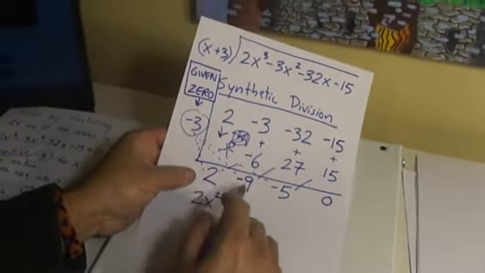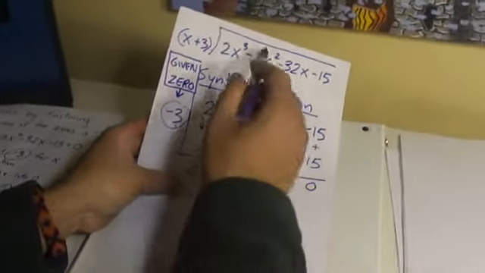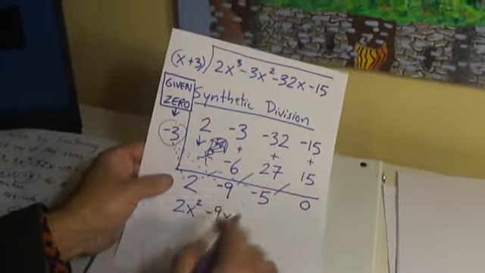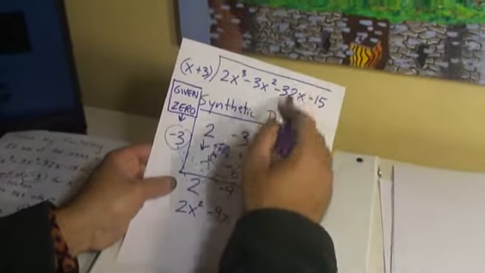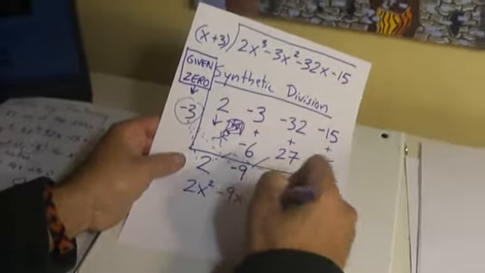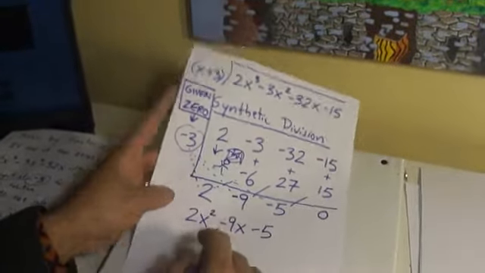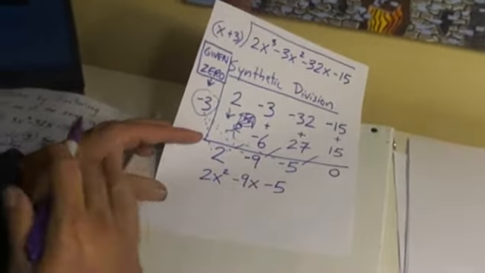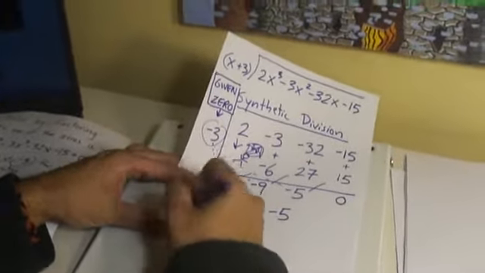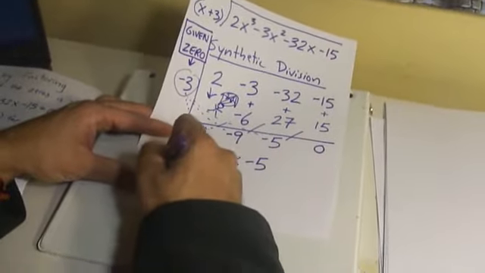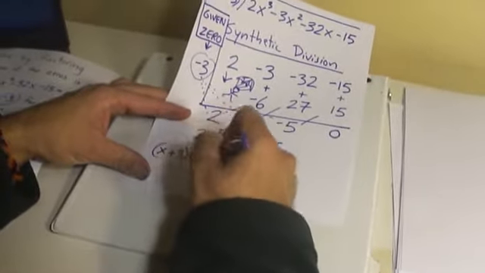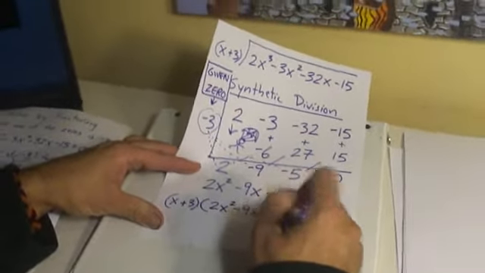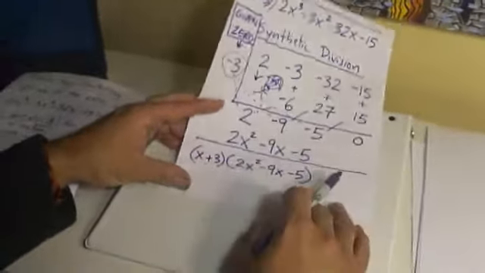Okay, 2x to the second, and now this becomes minus 9. Since this was x to the second, this becomes x, minus 9x, okay? And now we bring this one down, and that was an x term, so this is just going to become a constant. So what we're left with is 2x squared minus 9x minus 5, which is great. We started the factoring process. So we have, remember the first factor, x plus 3, and now here we have 2x squared minus 9x minus 5. Okay? So we started the factoring process.